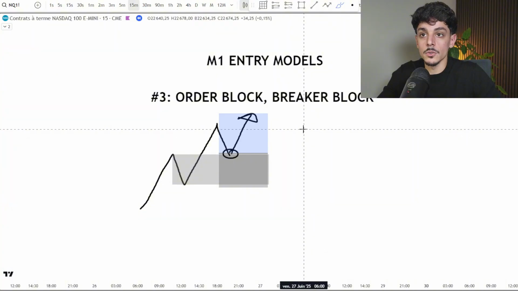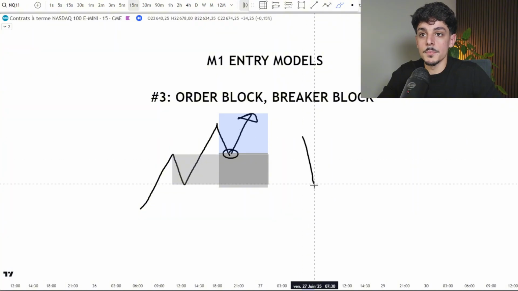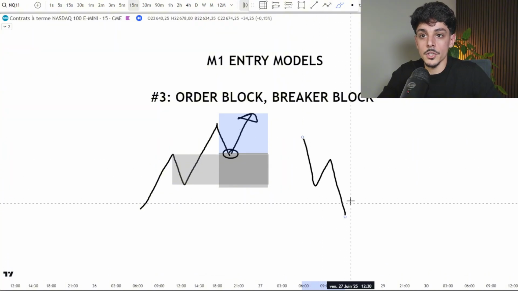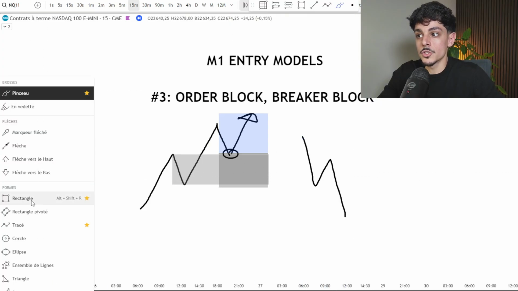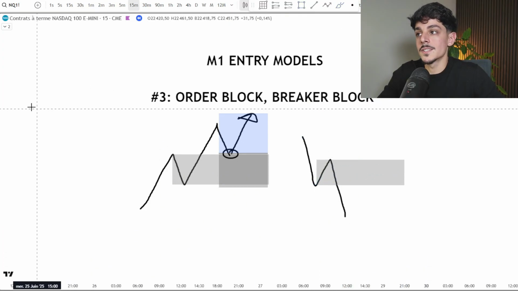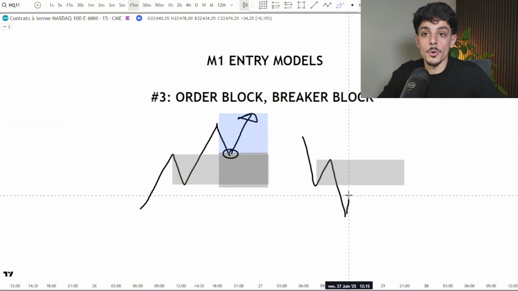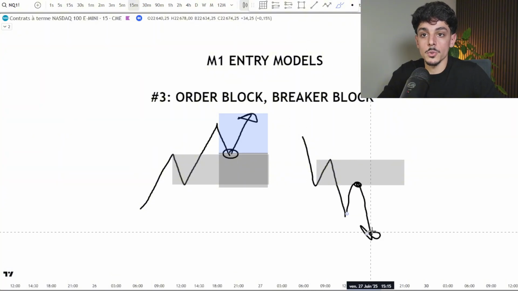And what you would need to look for to see a breaker is a bearish order block form, so a break of structure to the downside. So then you would draw this small box right here because this should act as support right here to create new lows if we are truly bearish.